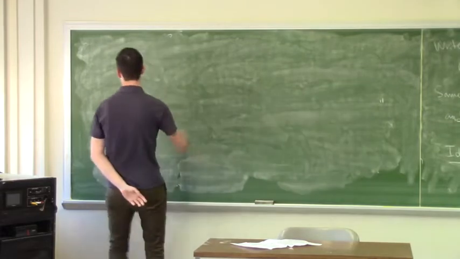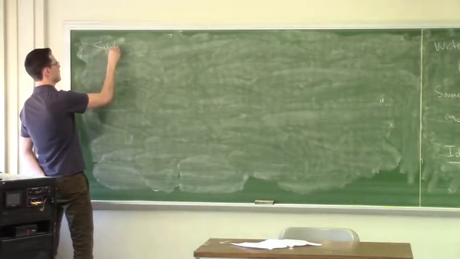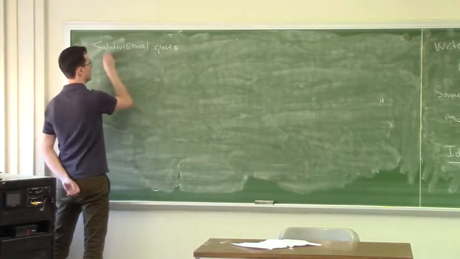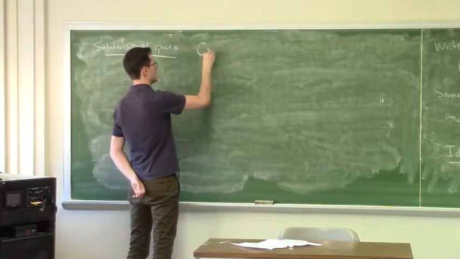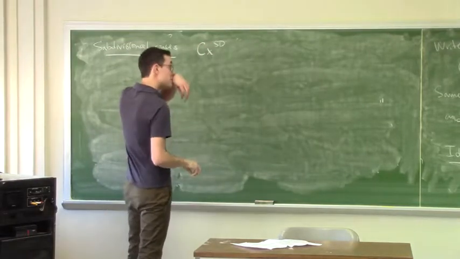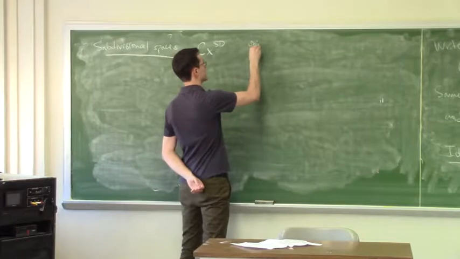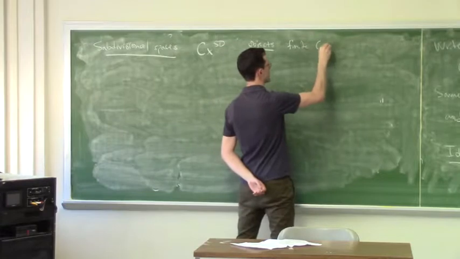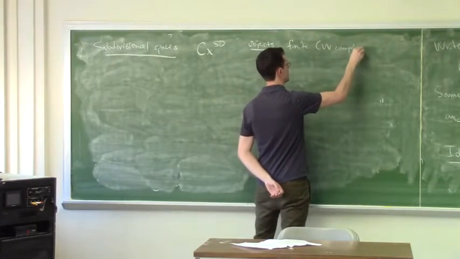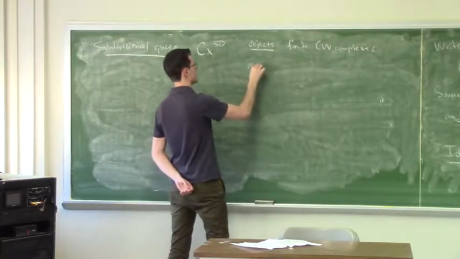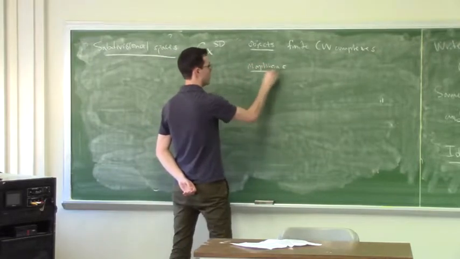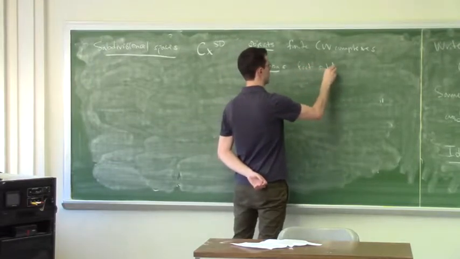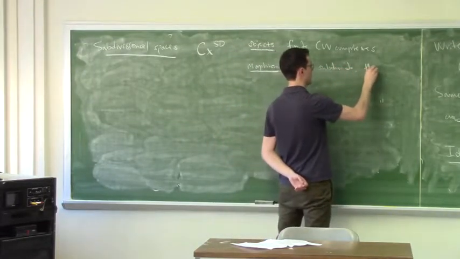So, the subdivisional spaces. I'm going to write CX superscript ST for the category whose objects are finite CW complexes and whose morphisms are the kind of morphism that we saw over there. First, subdivide, and then embed.